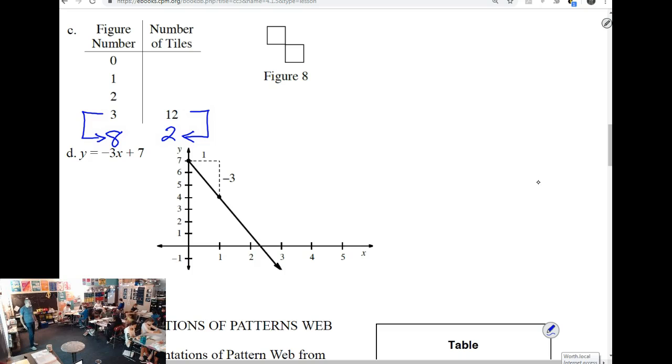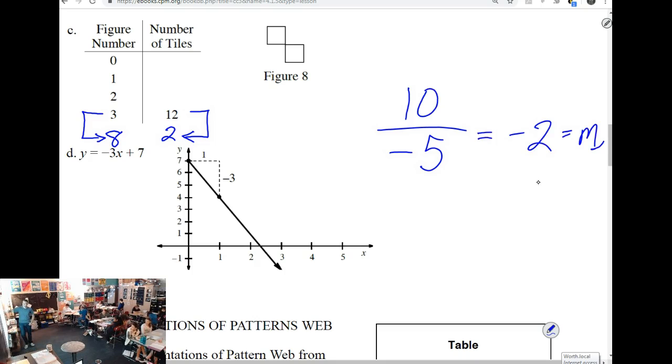Can anyone walk me through finding the slope and everything in C? Is that a hand or no? George? Yeah. Okay, so if you have the T graph, you do 3 minus 8, and that would equal negative 5, and then 12 minus 2 is 10, and then that would equal negative 2, or 2 over 1.